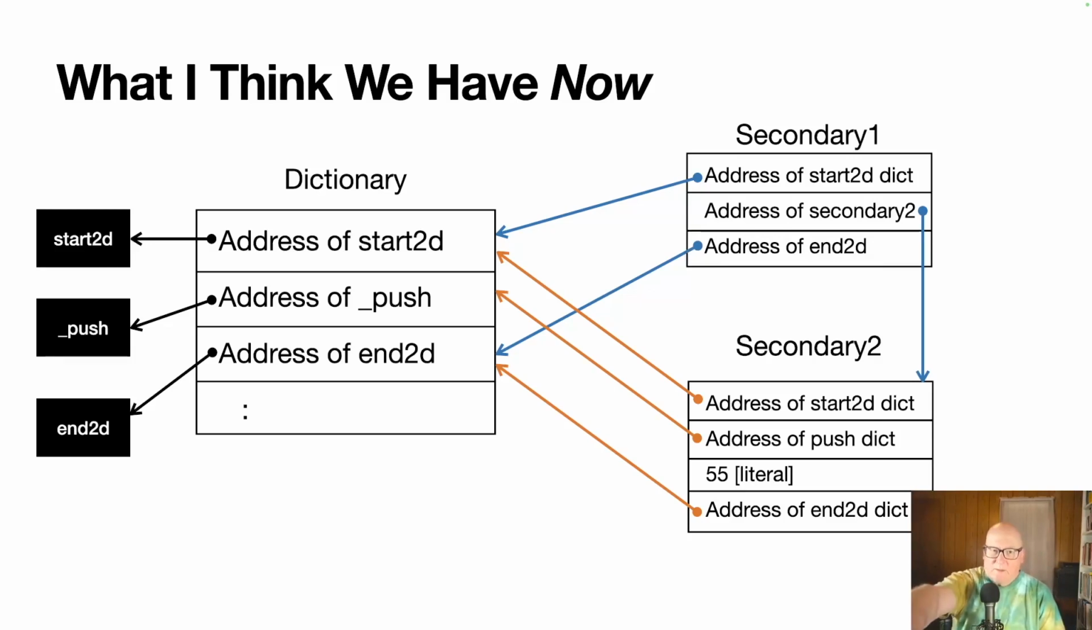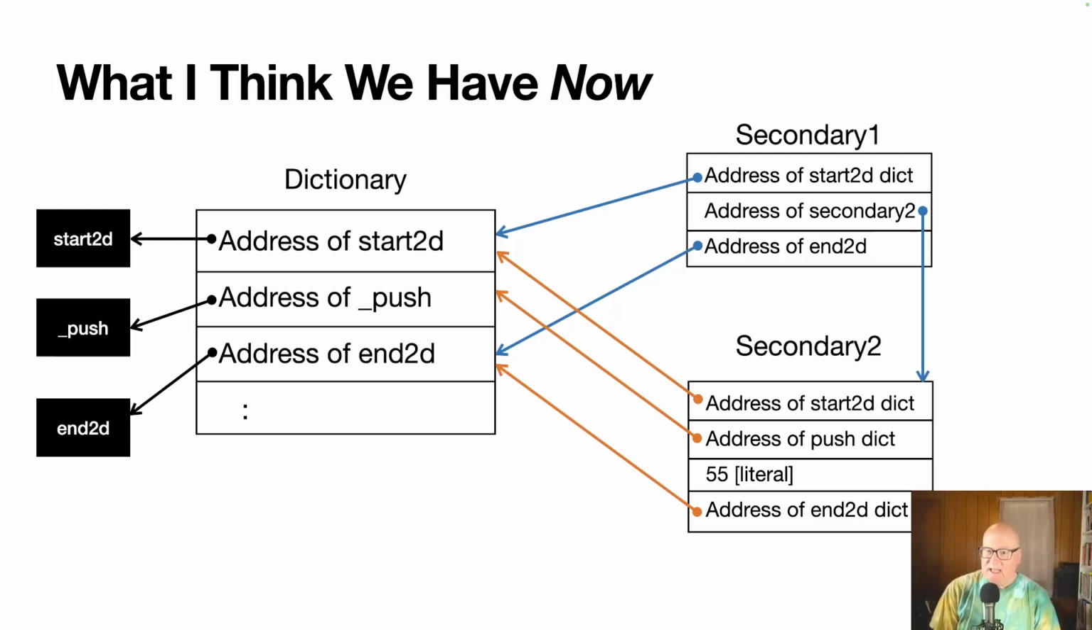So what I think we have now is the secondary one points to the address of the start2d dictionary, so that top row on the left. And then the second line, it's the address of the secondary, since we're just calling one. Our test is a secondary that calls secondary 2, which just pushes 55. Okay, and then we have the address of end2d in the dictionary, which is sometimes called the word address of that routine, I guess.